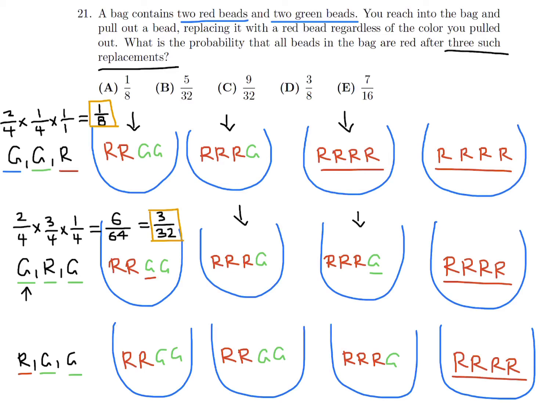Now we have to figure out the probability. Probability of getting a red here is 2 out of 4. Probability of getting a green here is 2 out of 4.